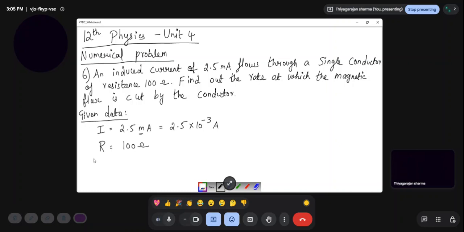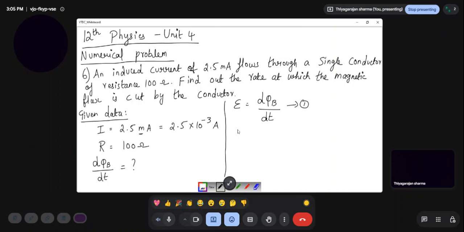Now find out the rate at which. So rate at which the magnetic flux is nothing but d psi b by dt. So you have to find the rate at which the magnetic flux flows. So how to find the rate? So for this we have a formula. Induced EMF is equal to d psi b by dt, the rate at which the magnetic flux flows. So consider this as equation number 1.